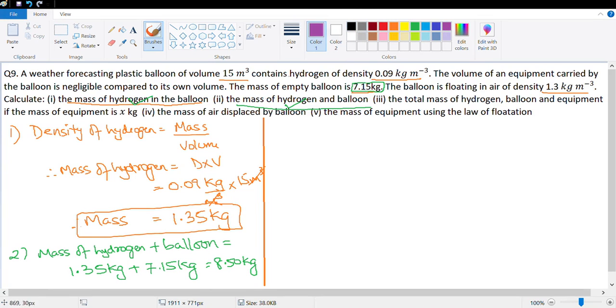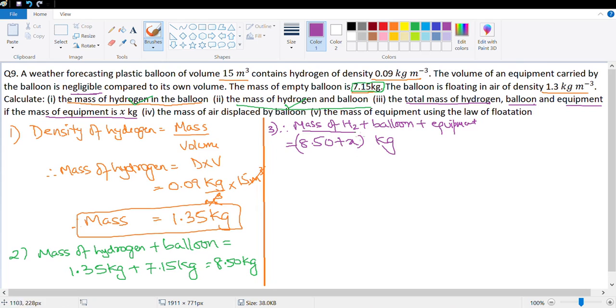Let's look at the third part of the question. Third part says total mass of hydrogen balloon, which we've already calculated, and equipment. But equipment weight is not given. If the mass of equipment is x kg, therefore mass of hydrogen plus balloon plus equipment would be equal to 8.50 plus x kg. This we'd already calculated in point number 2, so all we need to do is just add x to it. Done. So part 3 of the question also done.